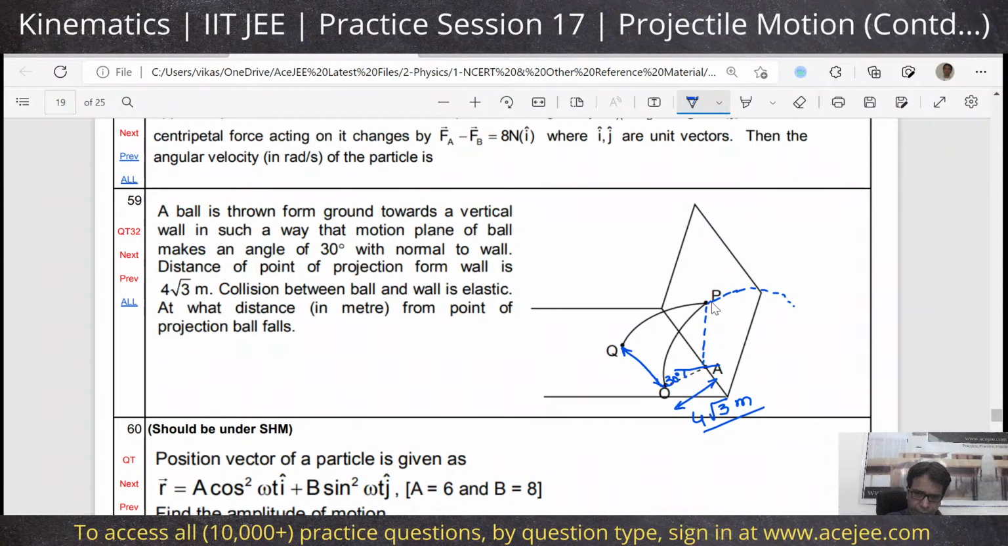So whatever the component of the velocity, the direction of that has just been changed. That's all. Right? So the overall range, whatever the overall range was, this distance OA plus AQ will be equal to R.